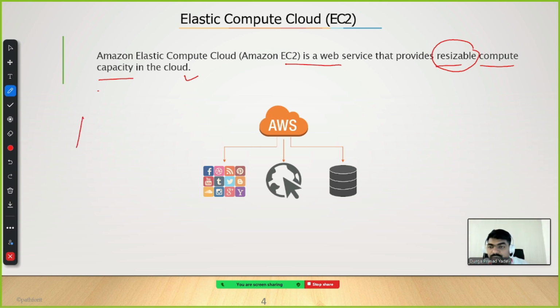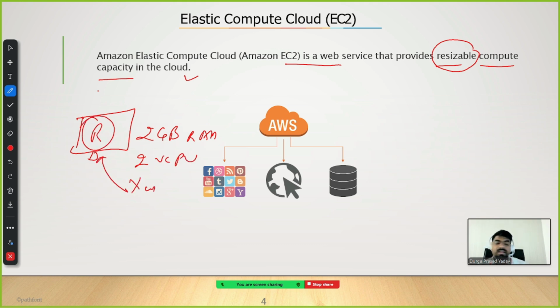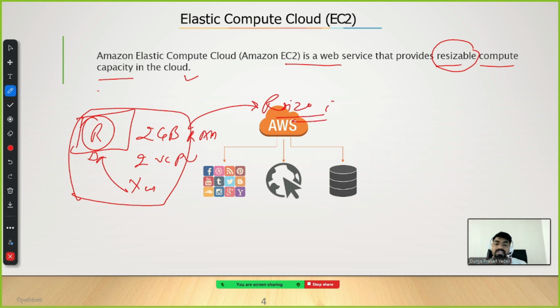Resizable means, let's suppose you have created a virtual machine which has 2 GB RAM and two virtual CPUs, and you started with the Windows operating system. This is ready, right? But now you feel it is not sufficient for you. Then what you can do is resize it immediately. So it is resizable compute capacity.